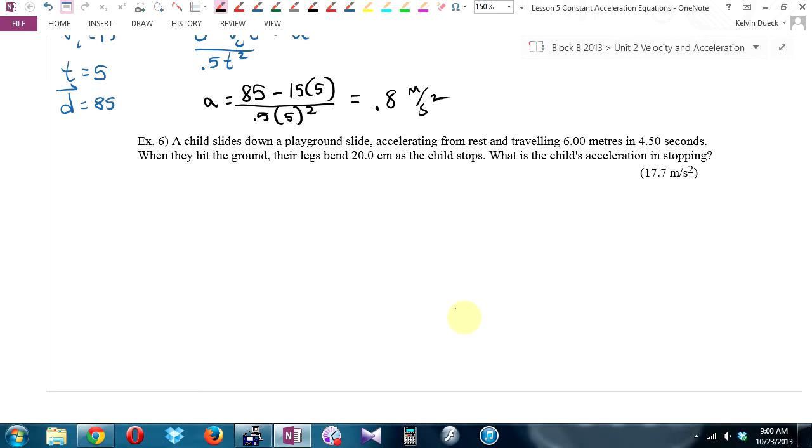So a child slides down, or an adult, or a teenager, slides down a playground slide, accelerating from rest. You know what? I would probably underline the words from rest. And traveling 6 meters in 4.50 seconds. When they hit the ground, their legs bend 20 centimeters as the child stops. What's the child's acceleration in stopping? What does this question want me to find, Sabrina?